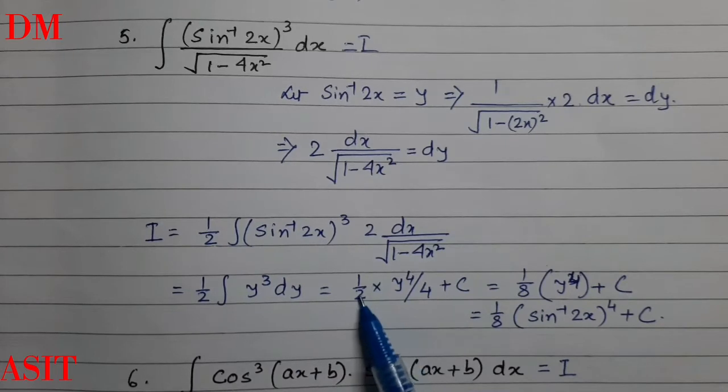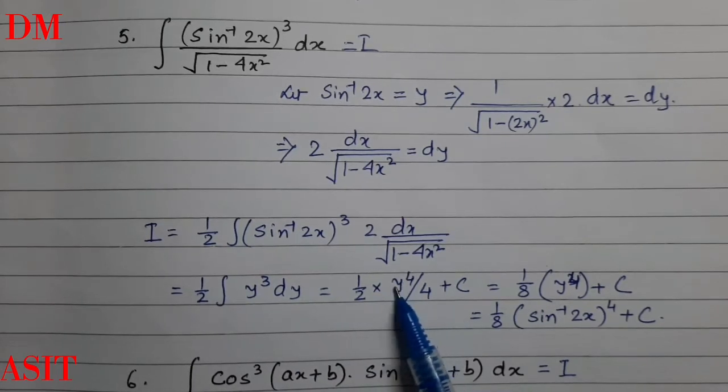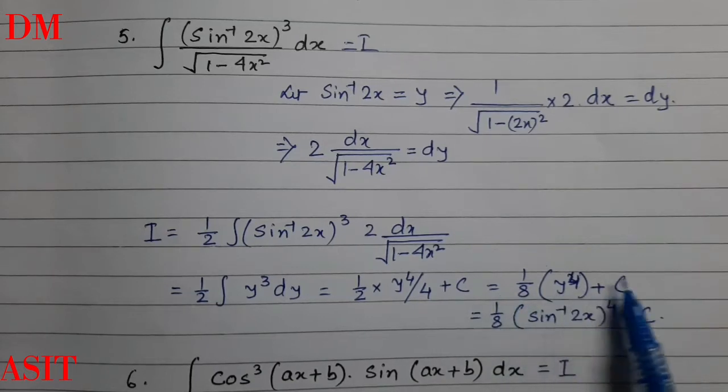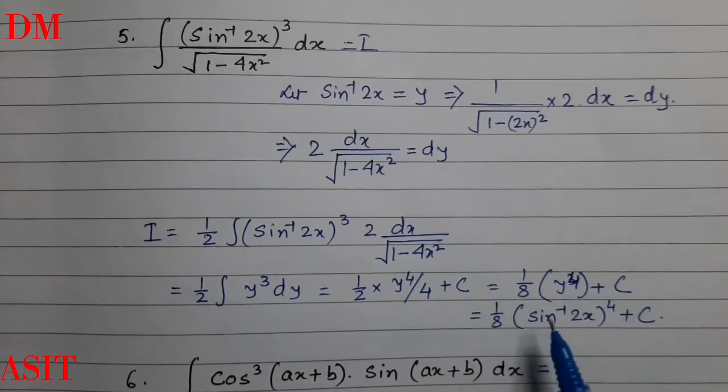Therefore 1 by 2 y cube's integration is y to the power 4 by 4, so it will be 1 by 8 y to the power 4 plus c, and at the end y will be replaced by sine inverse 2x whole to the power 4 plus c.